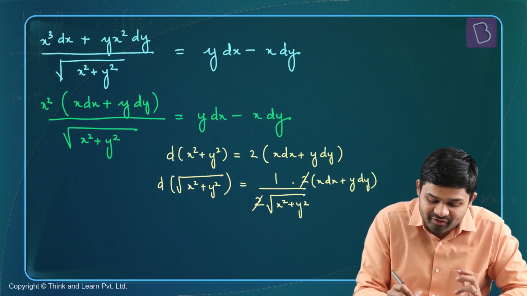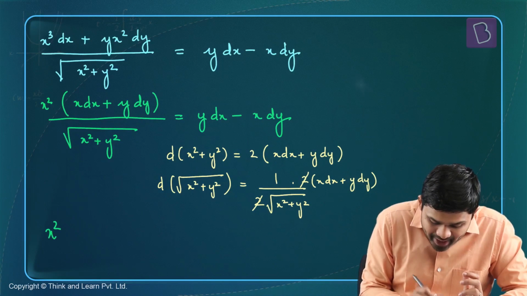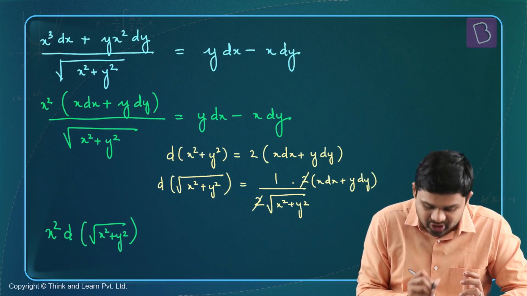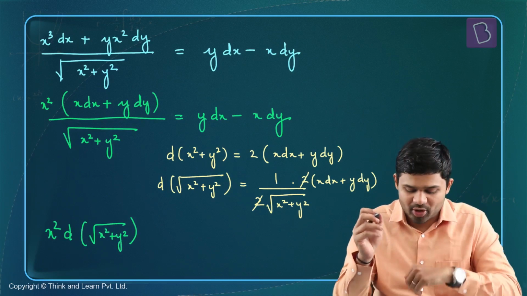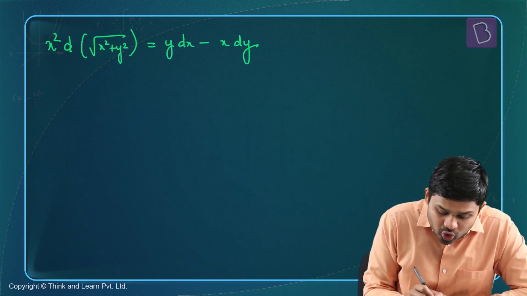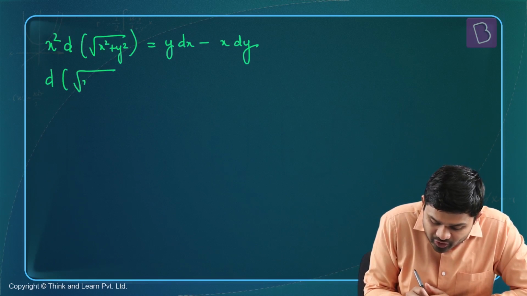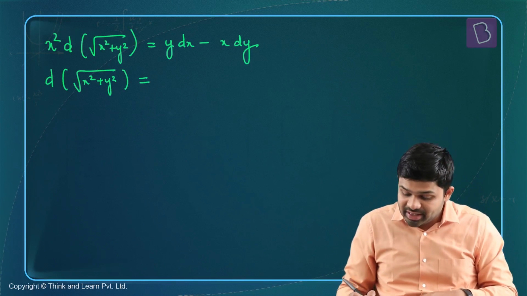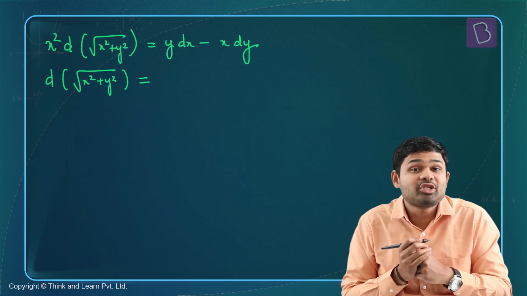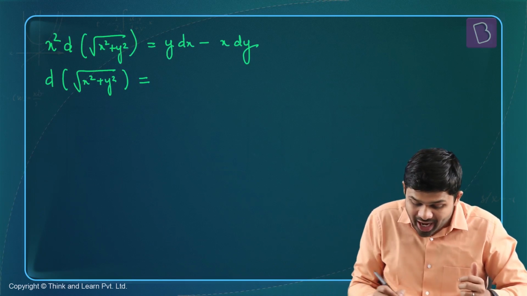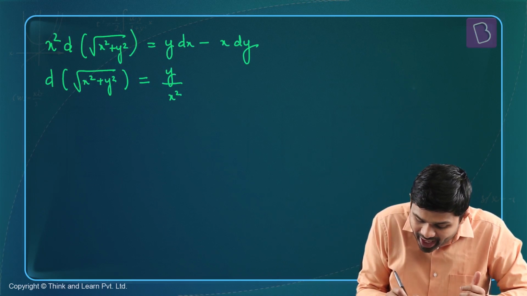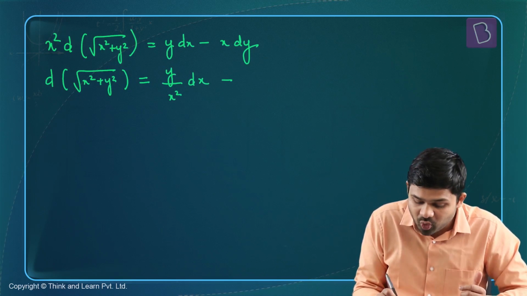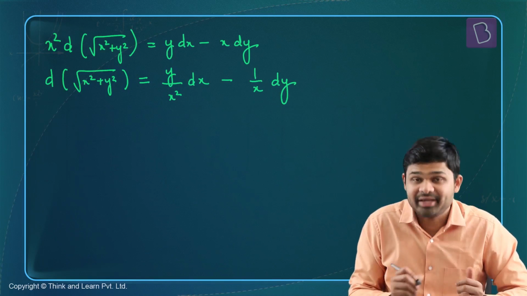So the left hand side is in fact nothing but x square multiplied by the differential of under root of x square plus y square. So I don't like that x square there, so I'm going to bring it on to the right hand side. So what I have is the differential of under root of x square plus y square. Well, that is going to be equal to, divide throughout by x square, y by x square dx, and then you have negative of 1 over x dy.